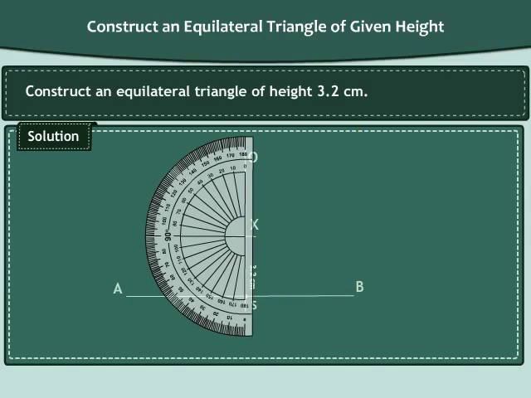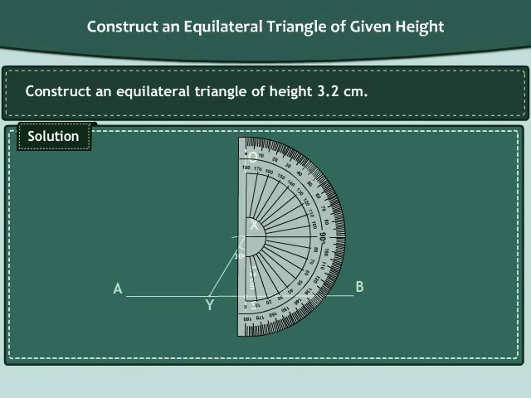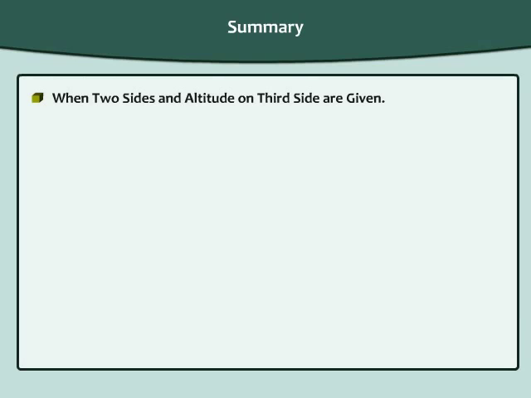Construct angle SXY equal to 30 degrees, angle SXZ 30 degrees, with points Y and Z on AB. Thus XYZ is the required triangle. Let us revise all that we have learned in this module, construction of special triangles.